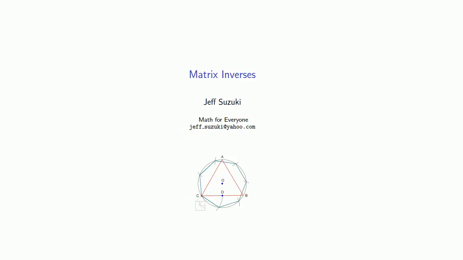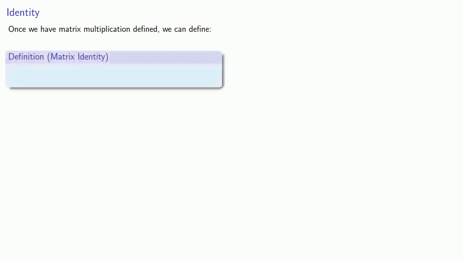Once we have products of matrices, we can also talk about the inverse of a matrix. This requires introducing a few terms. Once we have matrix multiplication defined, we can define the identity matrix. Mathematicians like to recycle concepts.